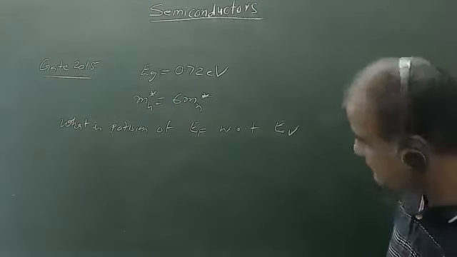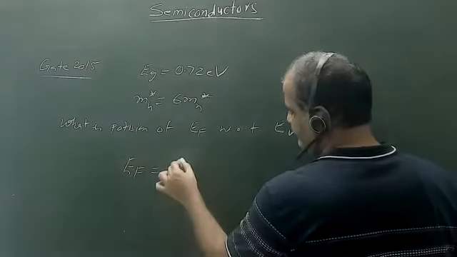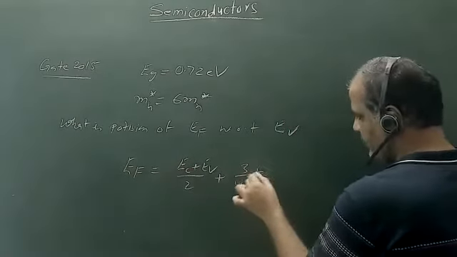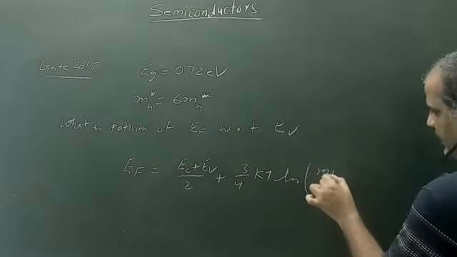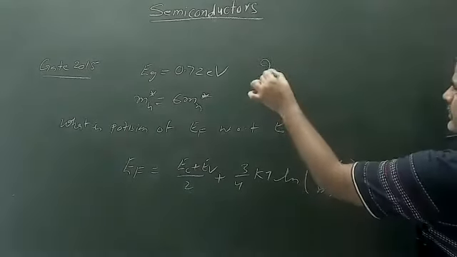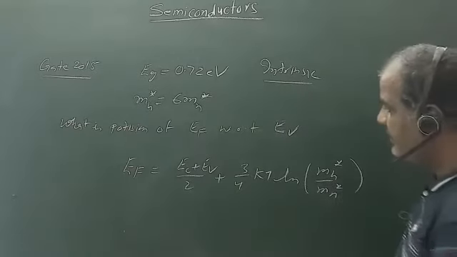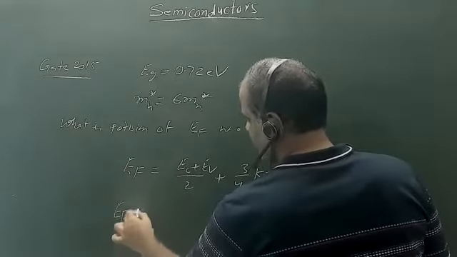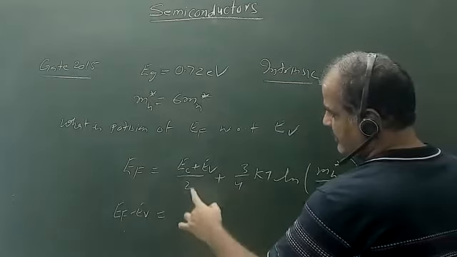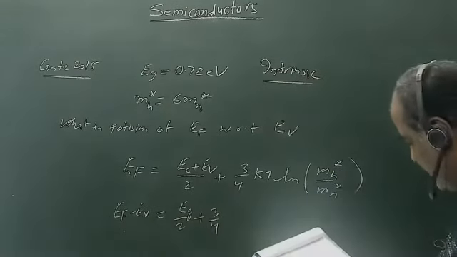Find it. What is the formula? You know the formula: EF is equal to (EC plus EV) by 2 plus 3/4 kT ln(mh by mn). Sir, is this for intrinsic? Yes, it is intrinsic. Is the formula correct? Yes sir. We need EF minus EV, so here EC minus EV by 2, that is Eg by 2, plus 3/4 kT.